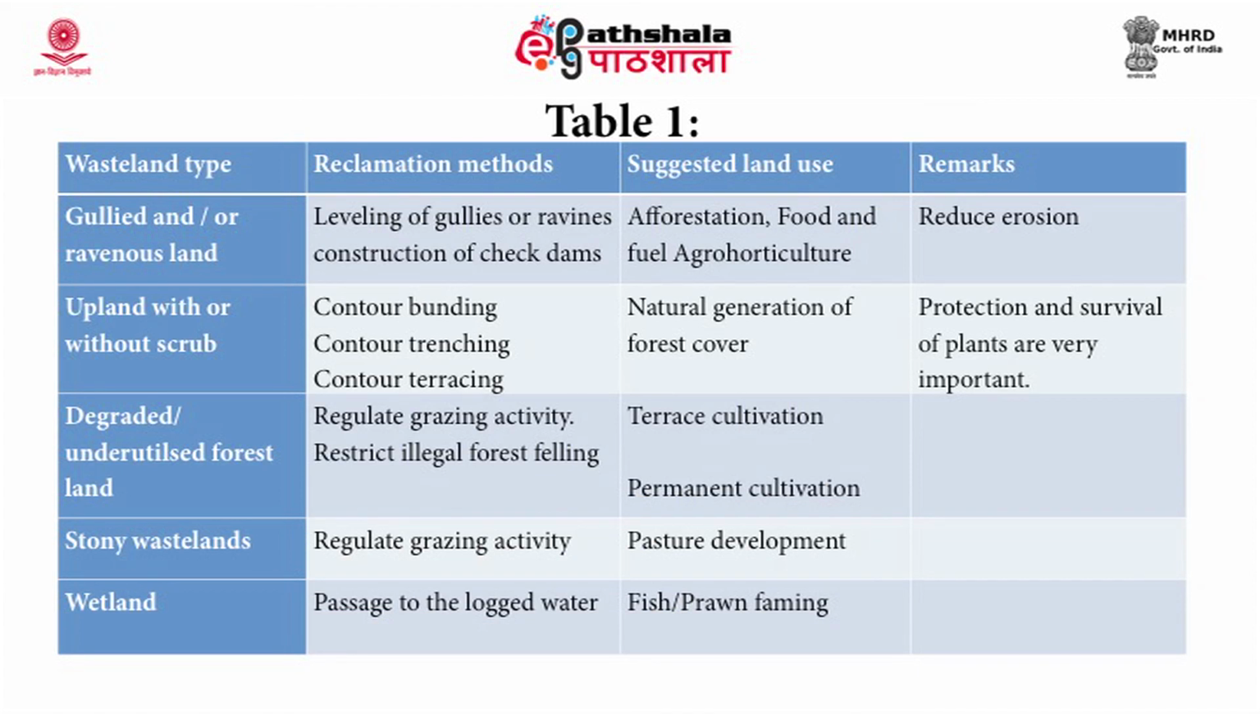For gullied and ravinous lands, leveling of gullies can be done or construction of check dams can be carried out. For uplands with or without scrub, contour bunding, trenching and terracing can be carried out. For degraded, underutilized forest land, grazing activity needs to be regulated, as well as illegal felling of trees needs to be restricted. For stony wastelands, regulating the grazing activity is important, and for wetlands, passage to the logged water needs to be provided to reduce the waterlogging.